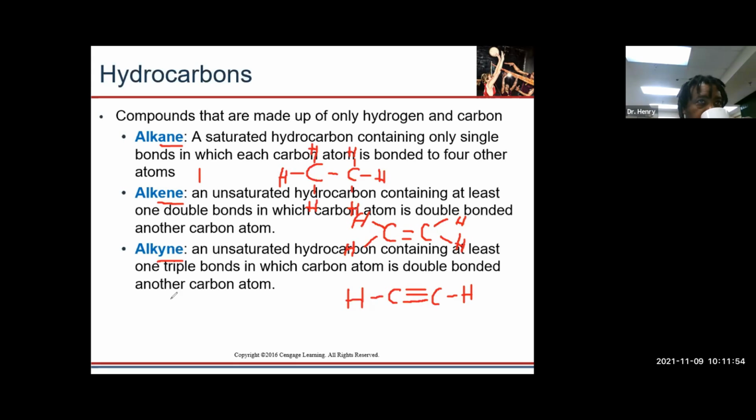Yeah, and these are only for when it's hydrogen and carbon, right? Yes. So these are different types of hydrocarbons. Okay.